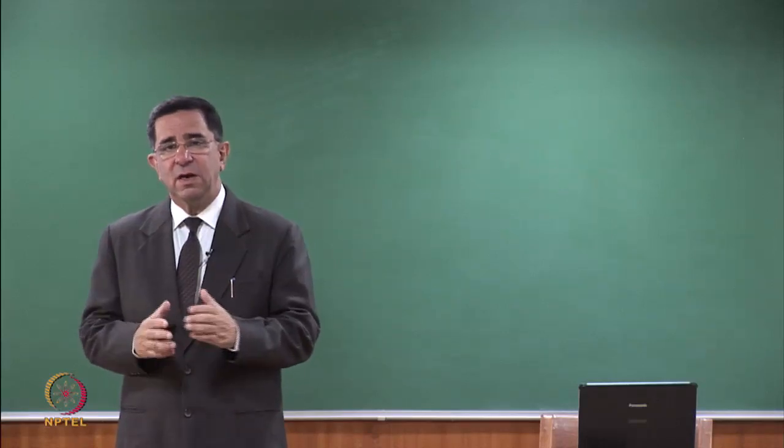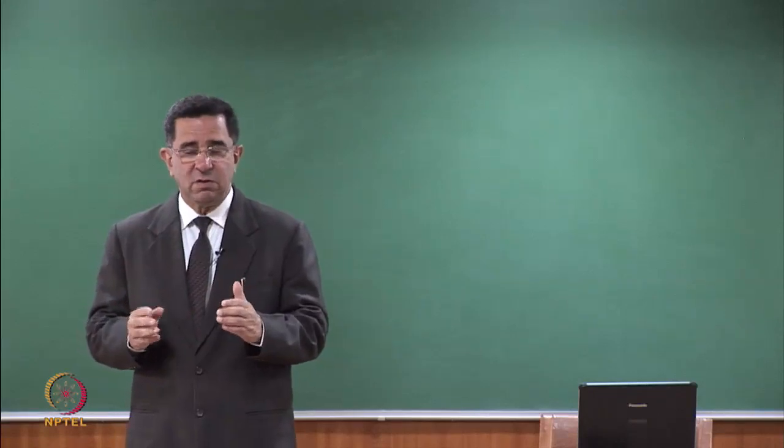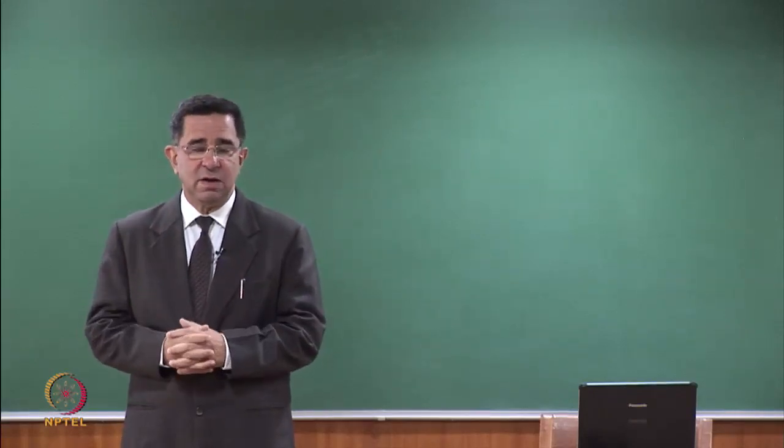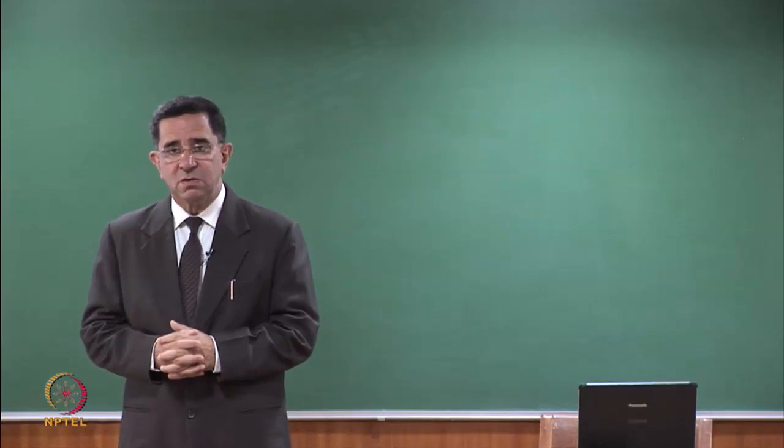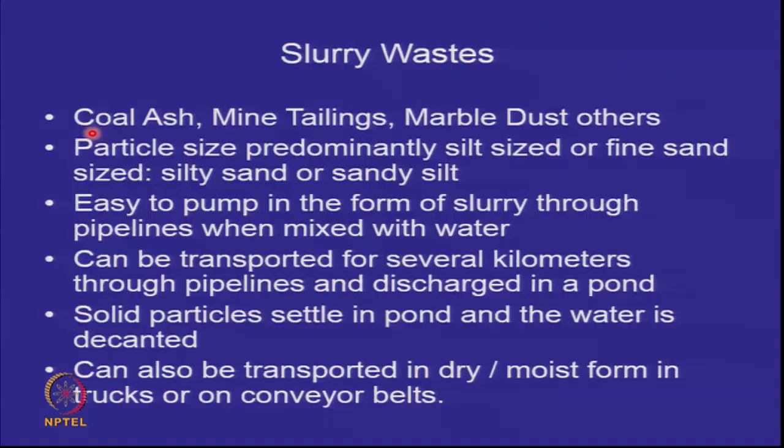So today we'd like to see what are the alternatives which exist even when we pump it in the form of a slurry. What are the alternatives which exist for disposing this waste? So just to quickly recall, coal ash, mine tailings, marble dust and others, they are all disposed in the form of slurry. The particle size is predominantly silt or fine sand, and you can often classify these materials as silty sand or sandy silt.